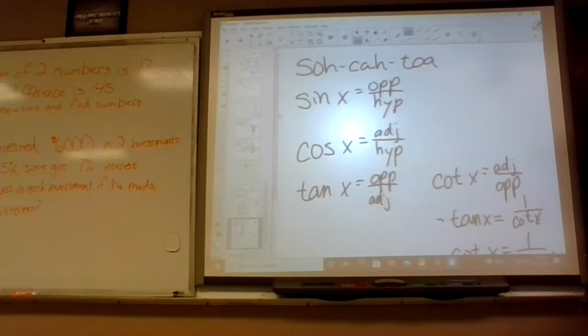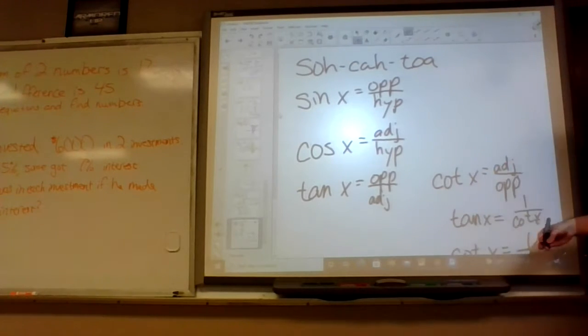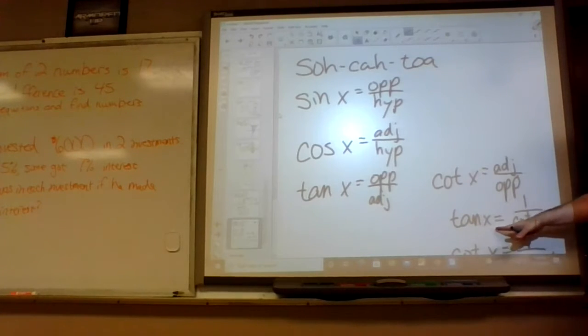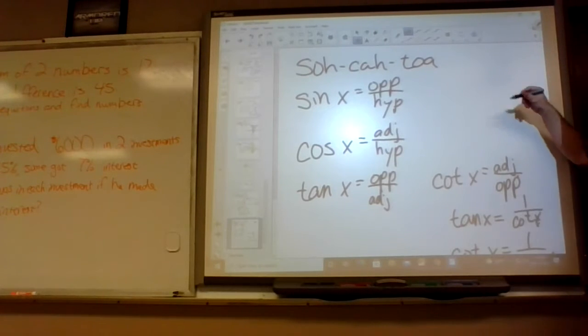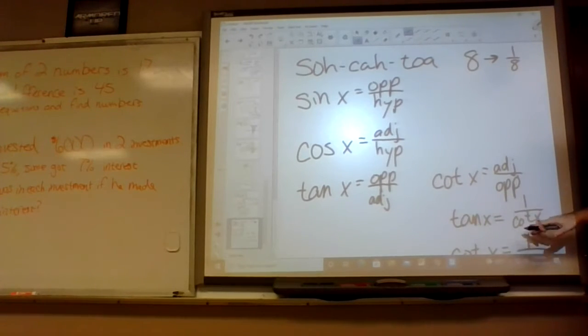Basically, there's no cotangent button on your calculator. So instead of cotangent, you just put 1 over tangent, the one below it. This is also true. This is going to be like today's stuff. You know how the reciprocal of 8 is 1 over 8, and that works with this too.